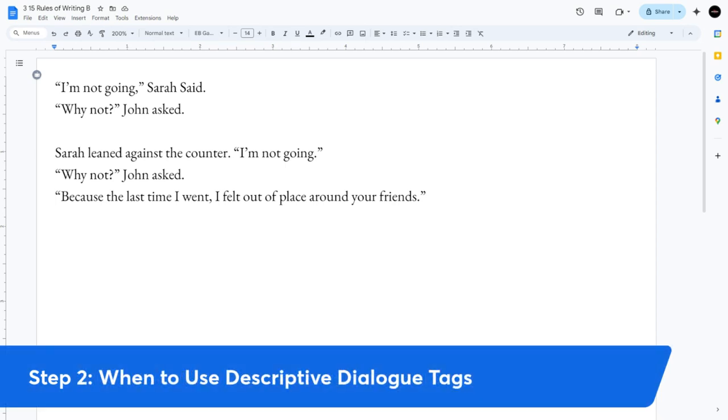Number two, when to use descriptive dialogue tags. Yeah, so you might be saying, but what about those moments when you need a little more emotion, Thomas? That's a great question. Maybe there's some tension, or the characters are whispering, yelling, or panicking. What do we do? In those cases, using something other than "said" can be effective as long as it doesn't draw attention.